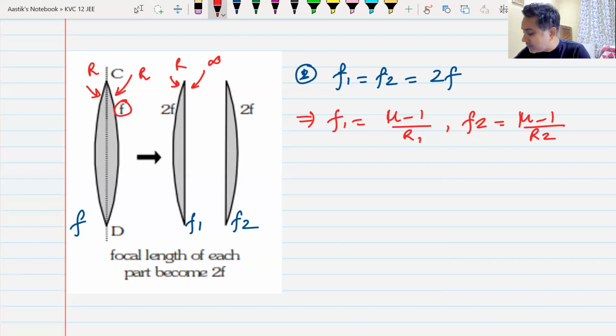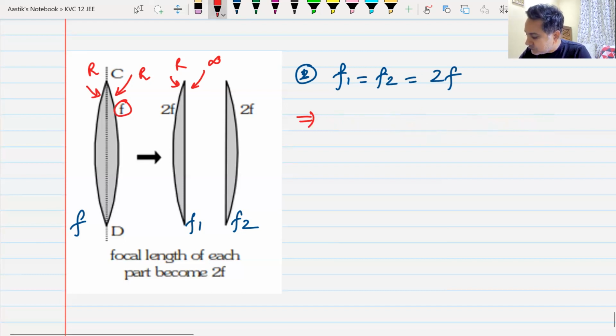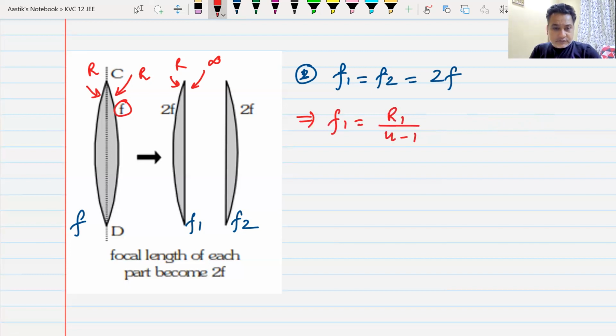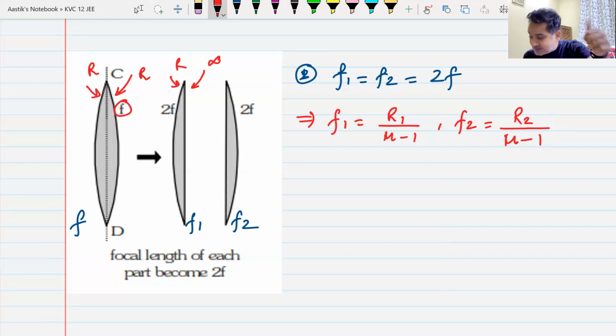Oops, I've written it upside down. It's 1 by f1, sorry. 1 by f1 is mu minus 1 upon R1, and 1 by f2 is mu minus 1 upon R2. I always write it reversed, I don't know why. So if they ask you the ratio of f1 by f2, you can call it R2 by R1. Do we understand this?